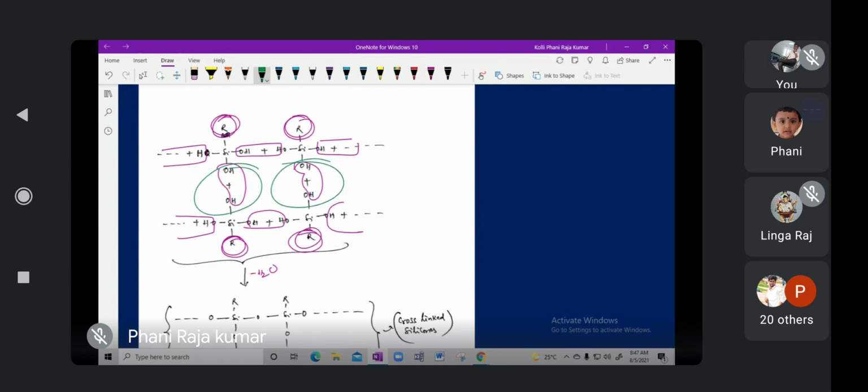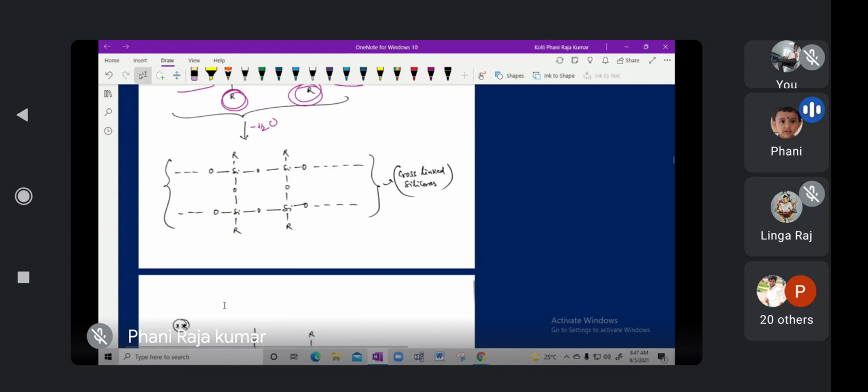Cross linking. That's why this is called cross linked silicone. This is the example, cross linked silicone. Highly polymerized silicones are obtained from RSiCl3, containing two linear chains, and those two linear chains are linked.